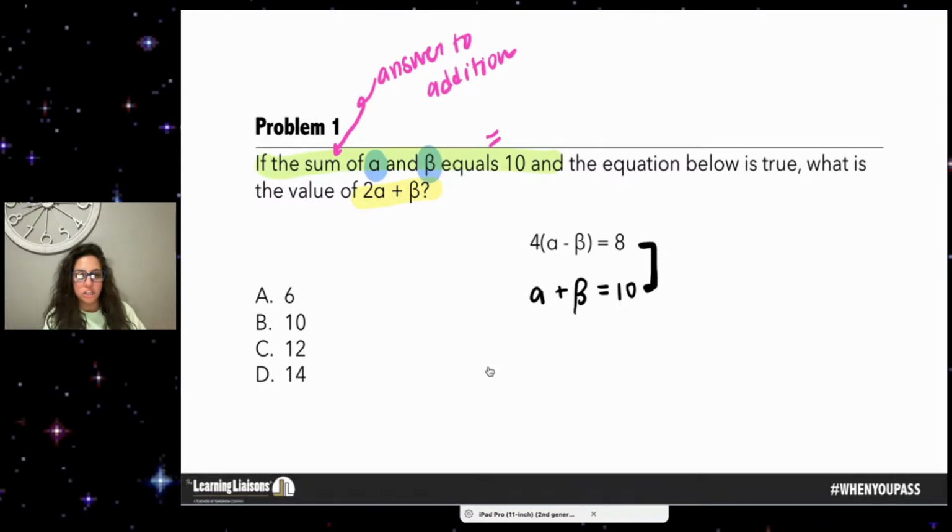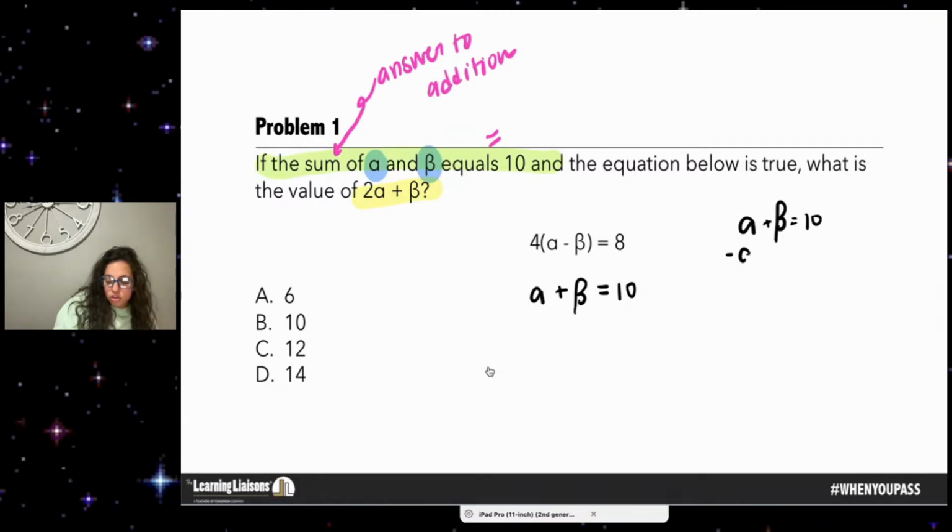So what am I going to do? There's a couple things I could do. I could use substitution, or I could use elimination to solve for a single variable. Because right here I only have an A and a B, I'm actually going to use substitution. So A plus B equals 10. Subtract A or B from both sides. It doesn't matter which one. So I have B equals 10 minus A.